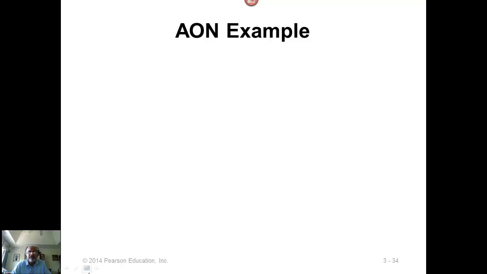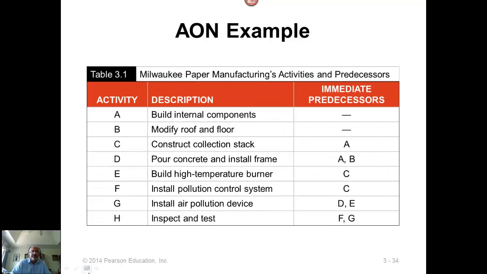Now let's look at a full example. Okay, let's take a look at table 3.1 from your textbook, and here are the activities for a paper manufacturing company. So that's building a building. Each activity has a description, and then the immediate predecessor is given. So there must be at least one activity with no immediate predecessor. If all the activities have predecessors, that will be absurd. We cannot begin the project.